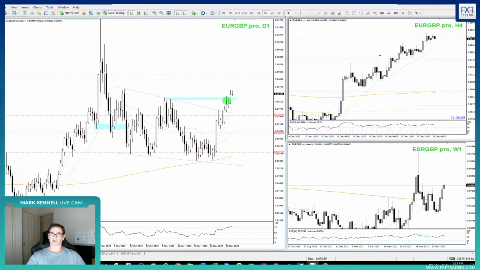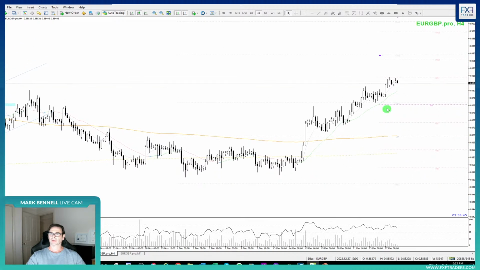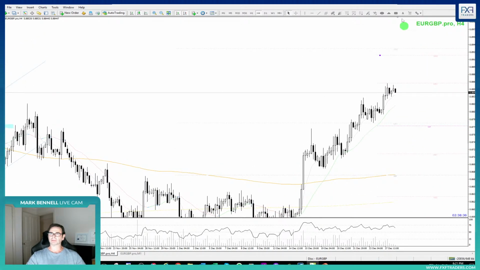Euro pound we spoke about last week, didn't we? Watch for continuation. Gotten a little ahead of itself without pulling back and giving us something. We wanted to see something through here. So that's set up. A little bit of an unusual ABC through there, look. But that's worked.